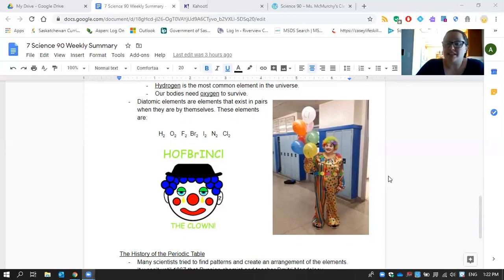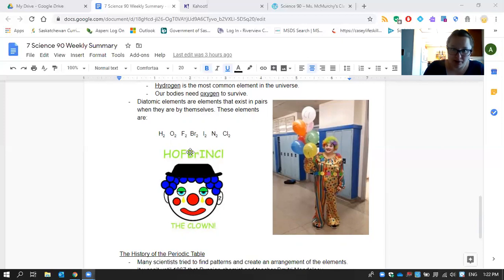But anyways, so that's diatomic elements. They exist in groups of two on their own, and you can remember it by Hofbrinclh. Just remember that the little r here means that it's connected to B, so that stands for bromine. Just B on its own would be boron, so be very careful about that, okay?